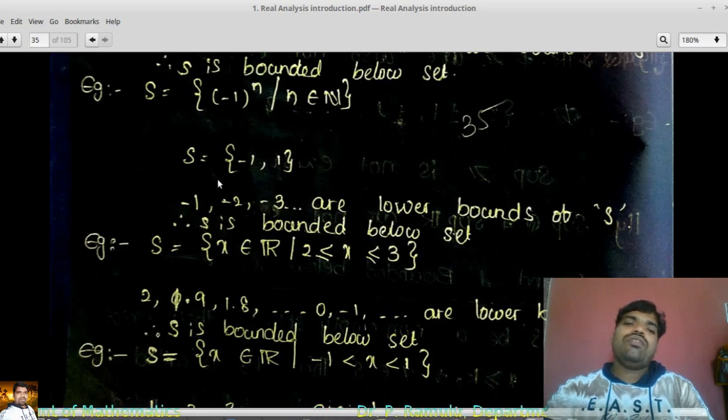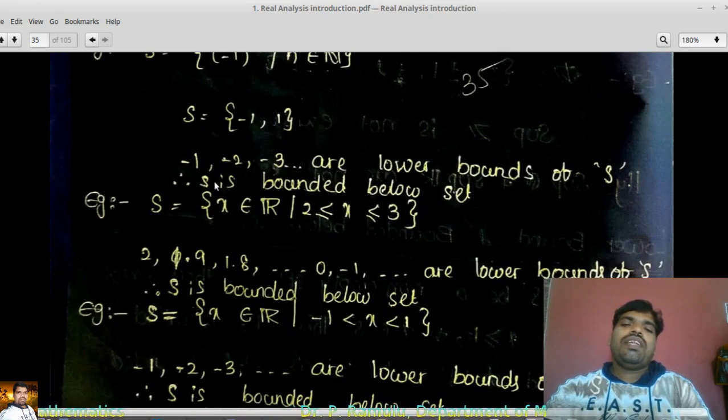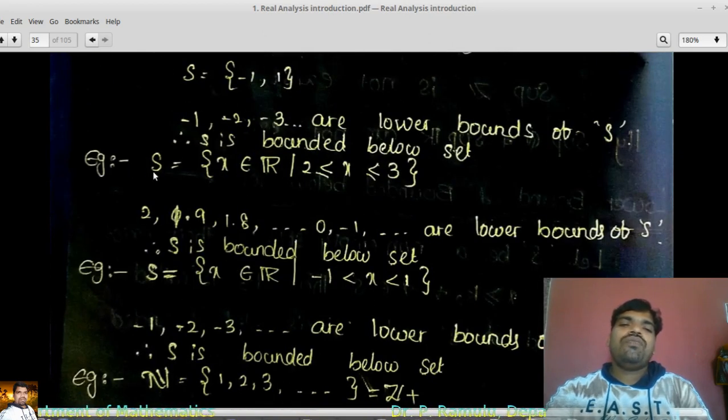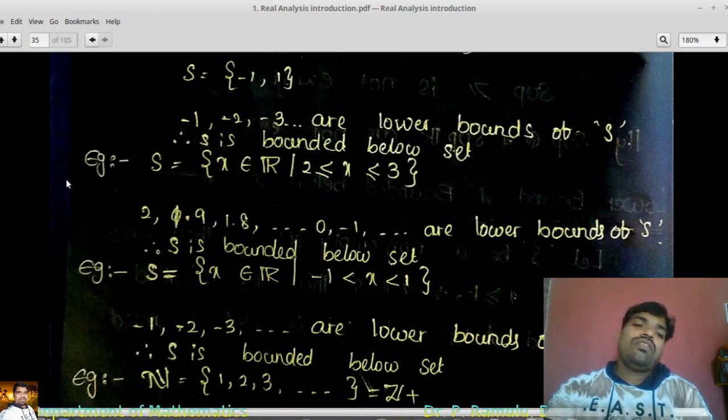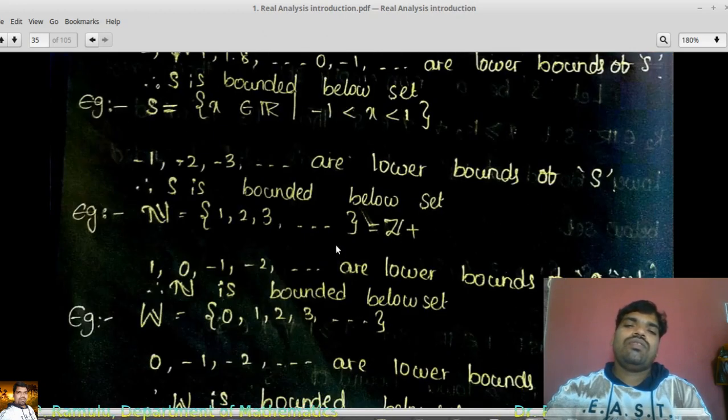I'm taking S equal to minus 1 comma 1; minus 1, minus 2, minus 3 are lower bounds of S, so S is a bounded below set. If I take it like this, all elements of S lie between 2 and 3. Not only is 2 a lower bound, but 1.9, 1.8, 1.7, 1.6, 0, minus 1 are all lower bounds of S, therefore S is a bounded below set.